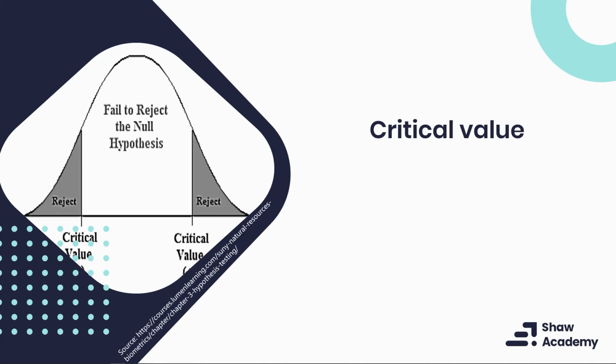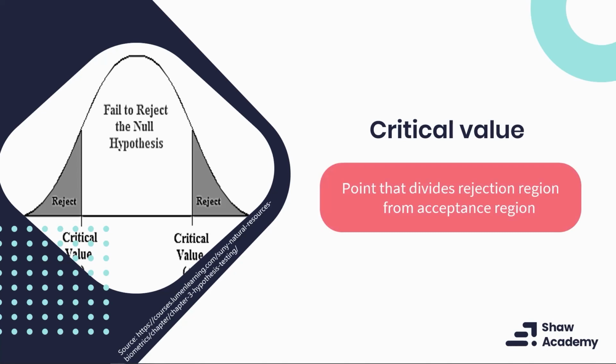This decision to reject or not reject is based on information contained in a sample taken from the population, that we divide into an acceptance and rejection region. The point dividing the region is called the critical value.